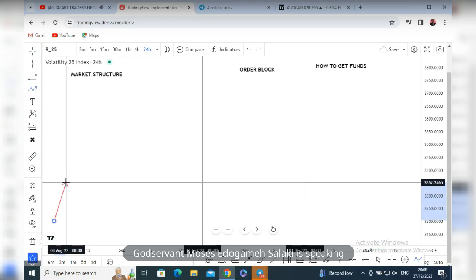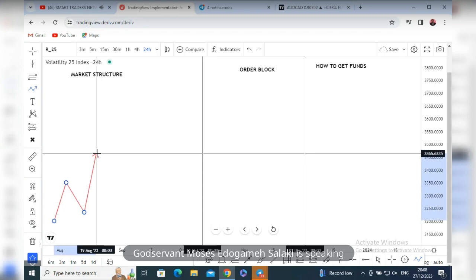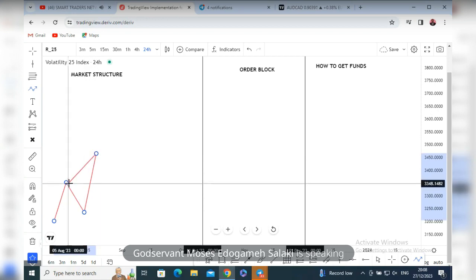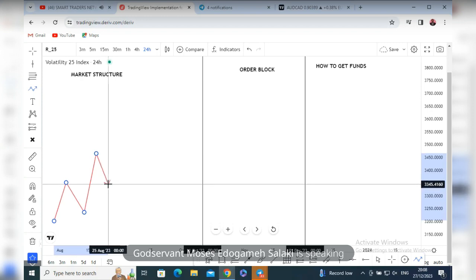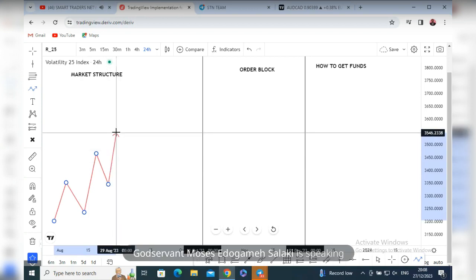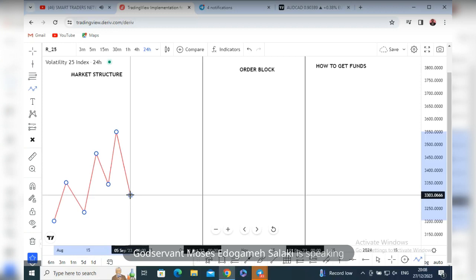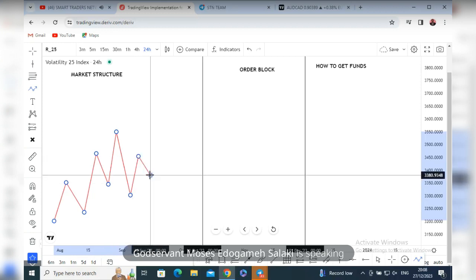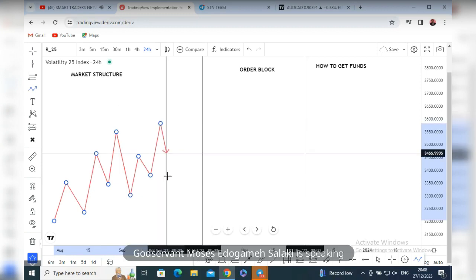So we know that if price is bullish, we want to see movement like this. Price should keep creating highs and breaking them. That's market structure. We want to see price continue to create highs and break those highs created. That's market structure.